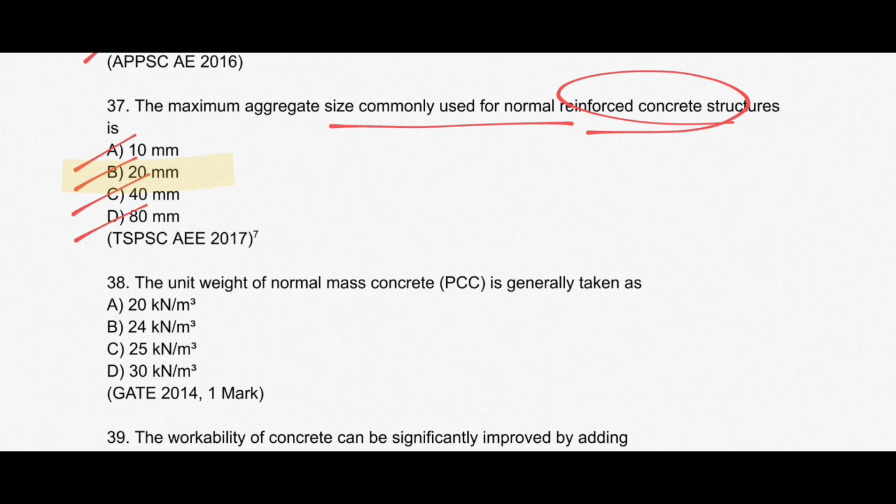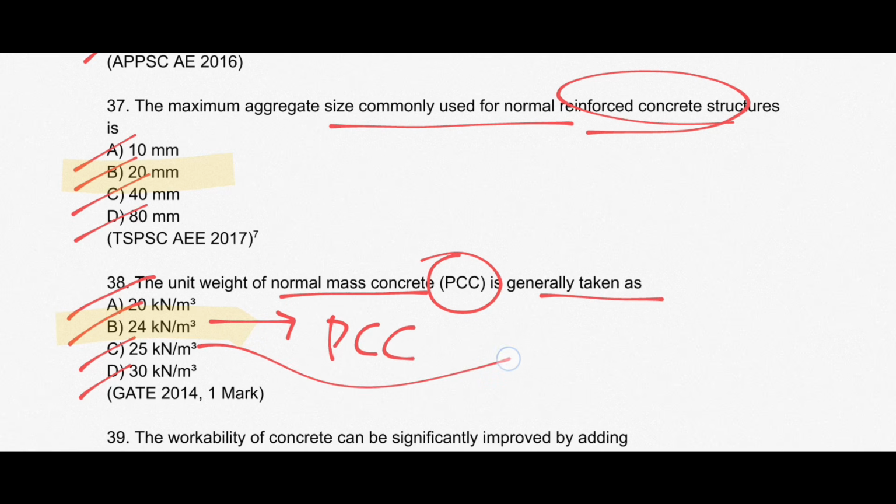38th question. The unit weight of the normal mass concrete, that is PCC, plain cement concrete, is generally taken as option A 20, option B 24, option C 25, and option D 30. So the answer is option B, that is 24. For PCC it is 24, whereas for RCC it is 25. This is RCC.